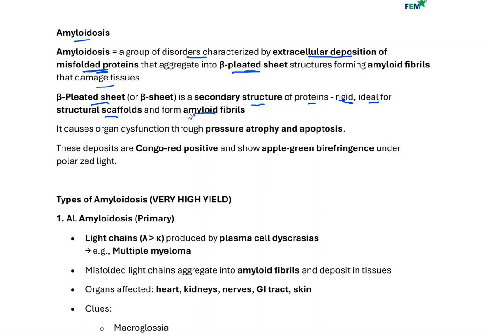Remember, as opposed to the alpha-helical structures, which are more flexible. And when this amyloid accumulates, it leads to organ dysfunction. How do they cause organ dysfunction? Through pressure atrophy. Wherever they accumulate, they increase the pressure there, and that could lead to atrophy. They could also activate apoptosis. From our lecture on apoptosis, which pathway of apoptosis do they activate? Very good. They're going to activate the intrinsic pathway.